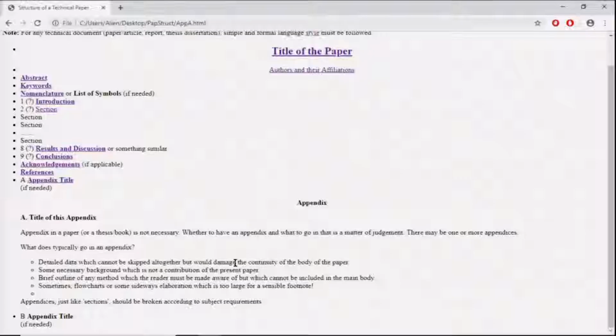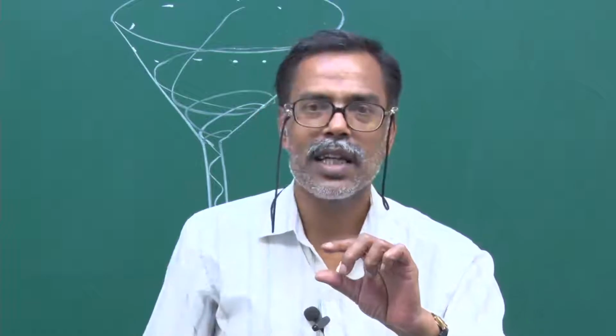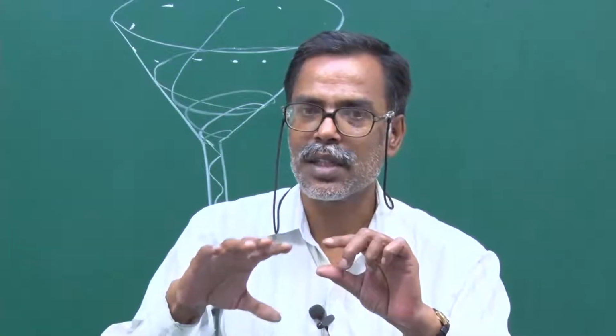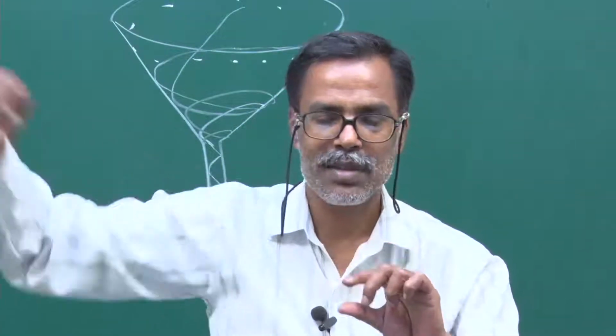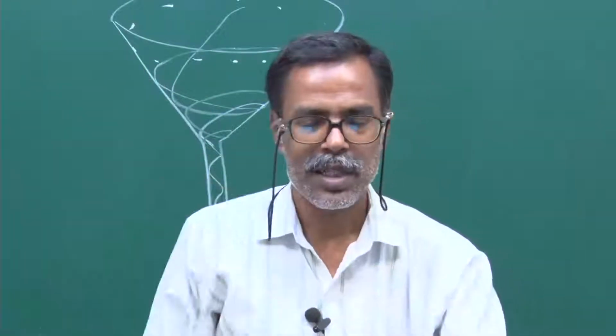So, what kind of things typically go in an appendix? Detailed data, input data of your result, or for that matter sometimes output data, which cannot be skipped altogether, okay, because that will be lack of information. But if you put it in the body of the paper itself where its context came, then it would damage the continuity of the exposition. So, you can make a reference to appendix A or appendix B in that context and say that this set of data is given in this particular appendix, okay, and put the entire data in the appendix. This is one kind of thing.